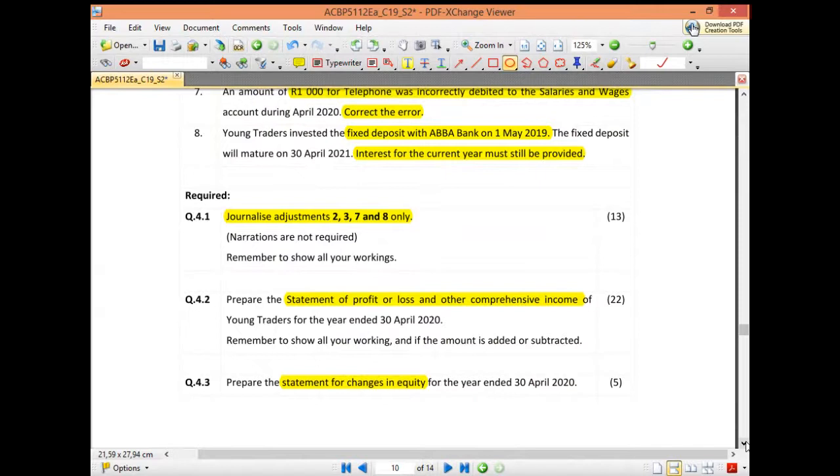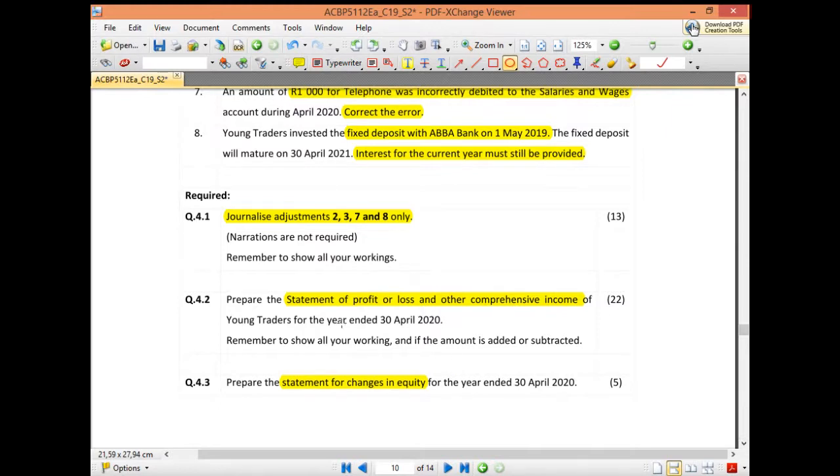Now, if they ask you to journalize something specifically, it would generally be the adjustment which would affect your statement of profit and loss in the scenario and potentially your statement of changes in equity. So it is very important that you know how to do the journals because that would impact your disclosure.